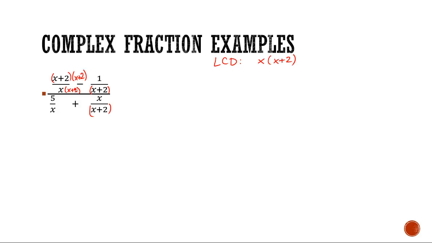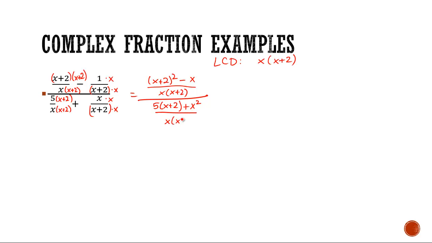Another tip is to leave a lot of space when you write out a question so you can have space on your page to put these extra bits in. So here we'll also multiply by x. Here we need an x plus 2, an x plus 2, and an x and an x. So you'll notice we actually have x plus 2 squared minus 1x over x times x plus 2 on top, all over 5 times x plus 2 plus x squared over x times x plus 2.